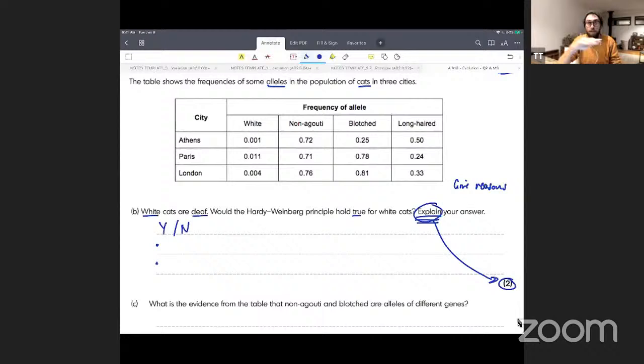And so the answer would be no, because white cats are deaf. They are more likely to die. They're less likely to survive and pass on their genes. So the frequency of the white allele, or the deaf allele, basically is going to decrease. It will change over time.